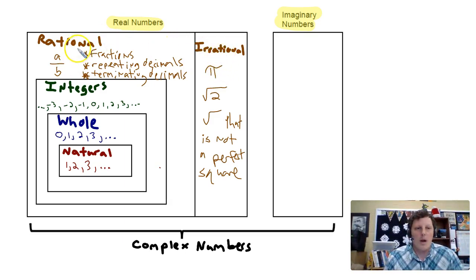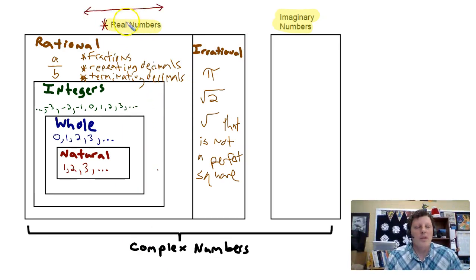Now, the rational and irrational numbers together are what we call the real numbers. When you think of a number line with all the numbers on the number line, all of the little slashes along the way, all the in between, the whole number line itself is defined as the set of all real numbers. In Algebra 2, we will begin to discuss numbers that are not real. These are called imaginary numbers.